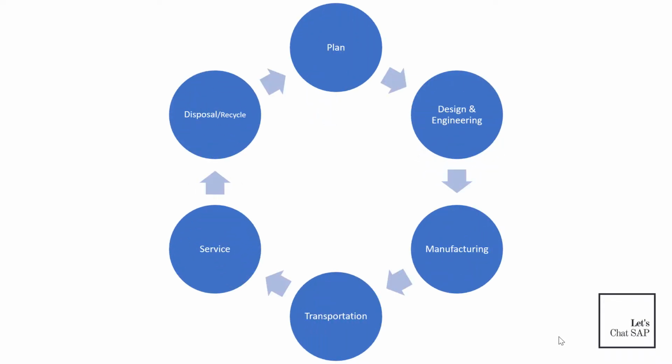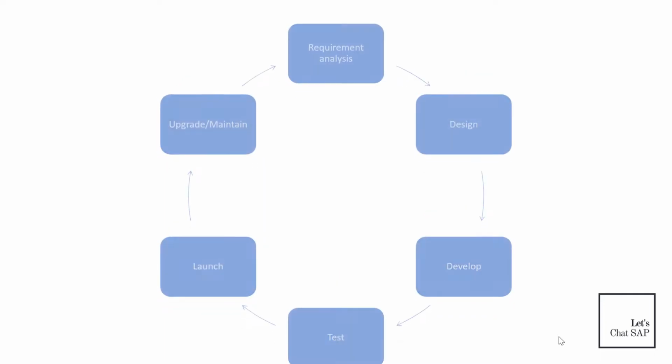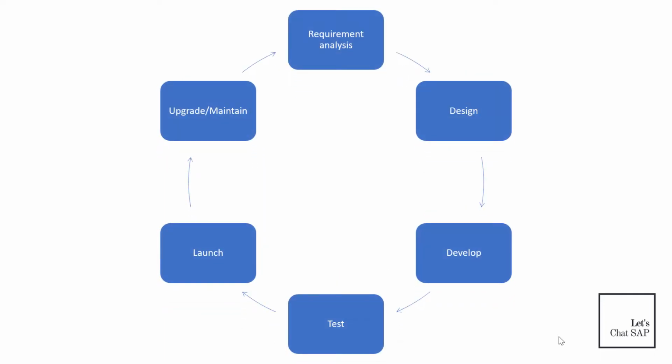During the development process of any product, it goes through different types of stages such as planning, design and engineering, manufacturing, transportation, service, disposal and recycle. If it is a digital product, then the stages will be a bit different, like requirement analysis, design, develop, test, launch and upgrade or maintenance.